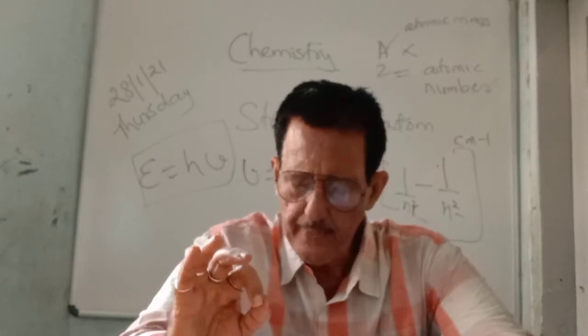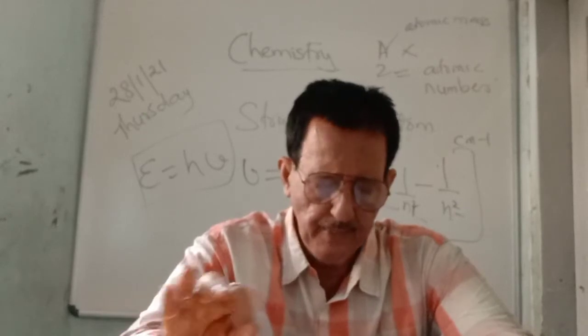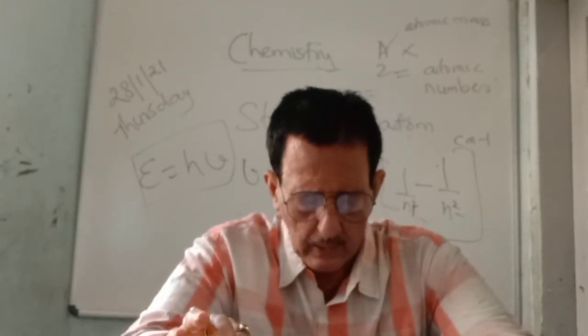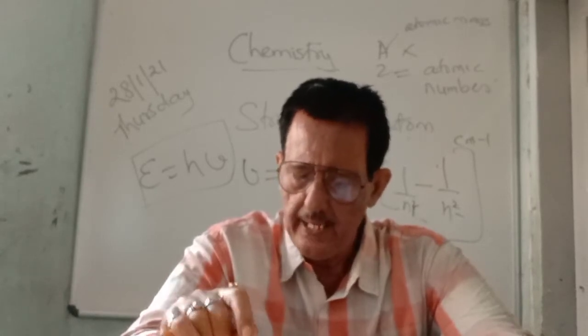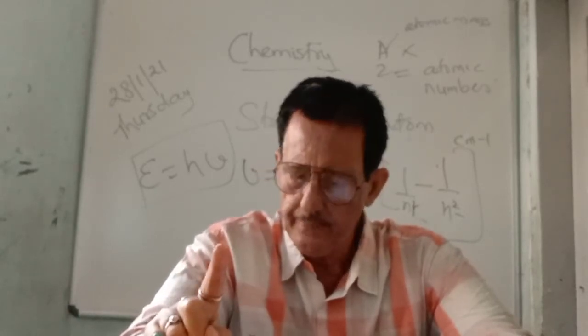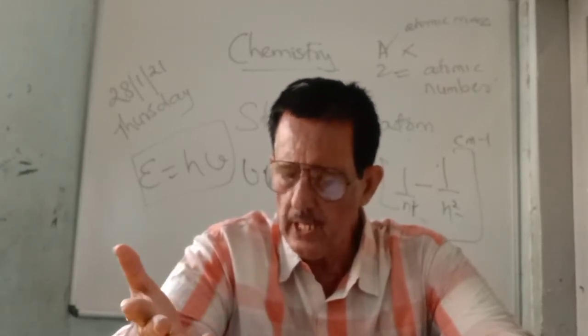Hund's rule of maximum multiplicity says that pairing of electrons in the orbitals belonging to the same subshell does not occur unless each orbital belonging to the subshell has got one electron each. That means an electron will be available to go to the other orbital.